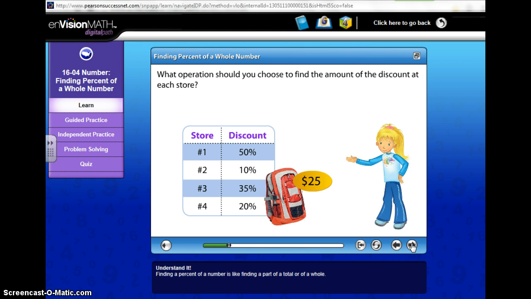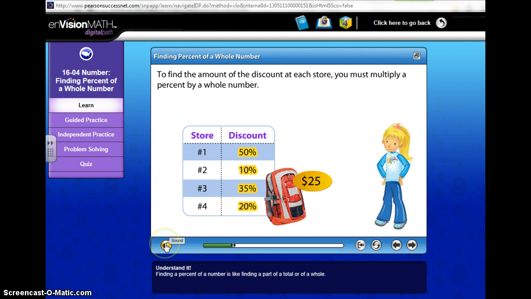Look back at my sign. The amount of the discount. Of. Yes, Aaron Lingen. Multiply, he says. So you're going to multiply the percent by the backpack price.